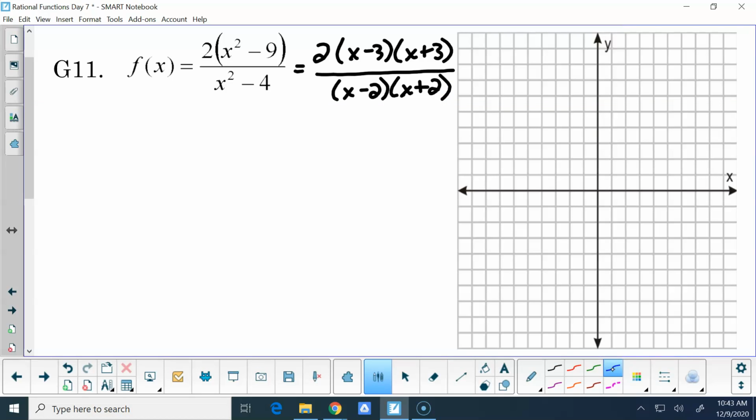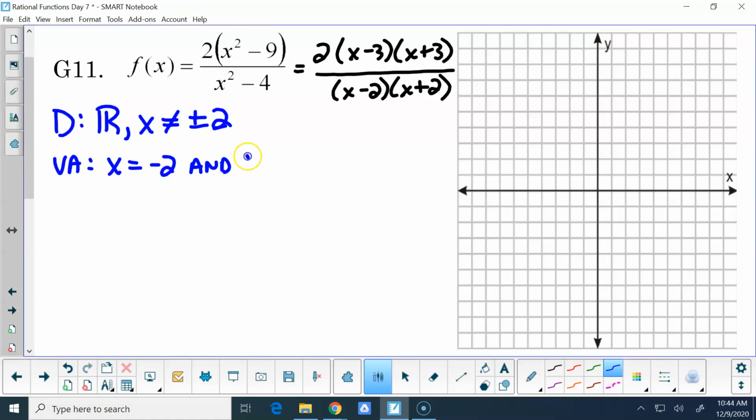And cancel out. So what does that mean? No hole. That's the only thing that means. Everything else is the same. Just don't have a hole on this one, because nothing cancels out. Okay? So we can say the domain is all real numbers, but x cannot be plus or minus 2. There we go. My vertical asymptotes would be at x equals negative 2 and x equals positive 2.